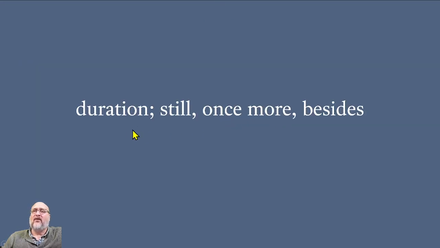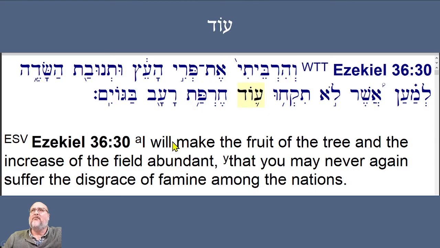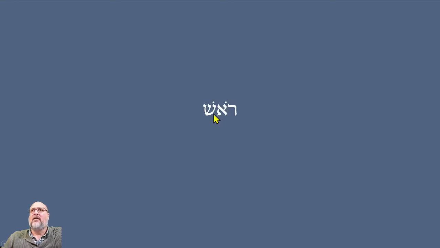Od is still, or once more. Of course, I have to go to Ezekiel 36 because it's used there. And you will not take up Od again the reproach of famine among the nations. A part of God's new covenant promise.